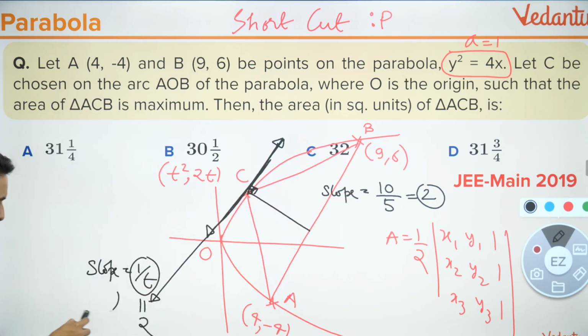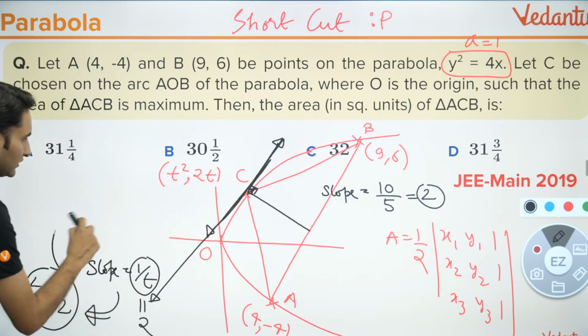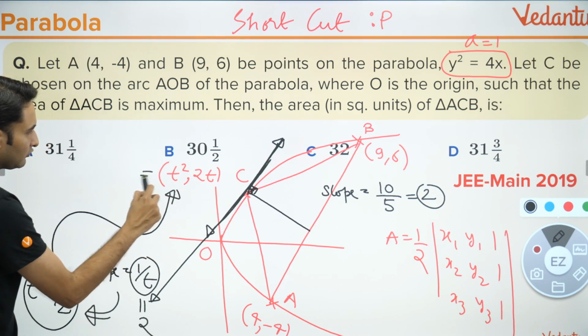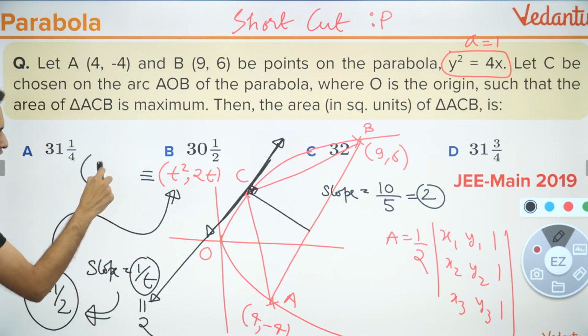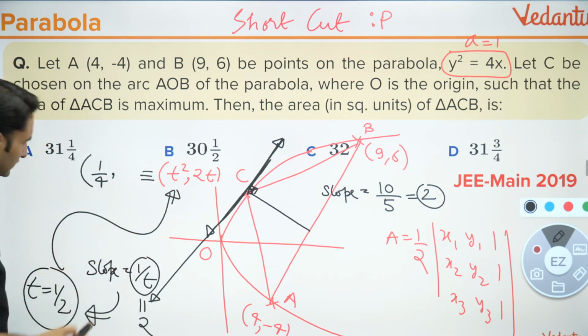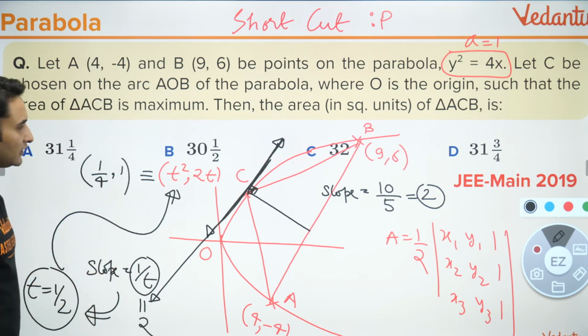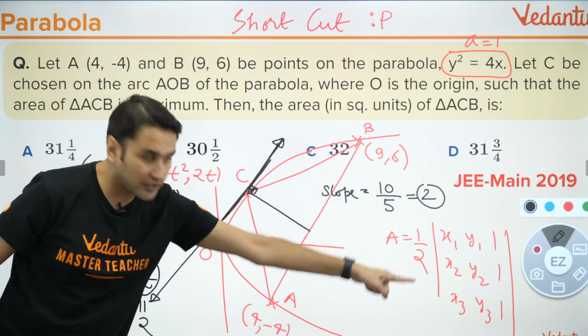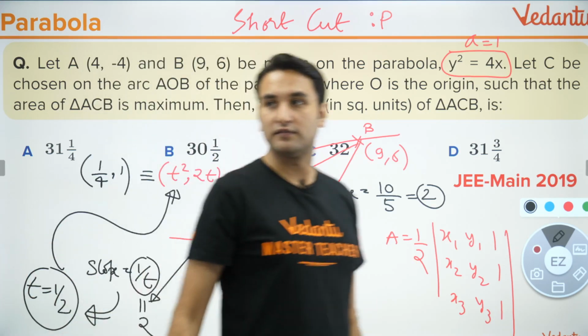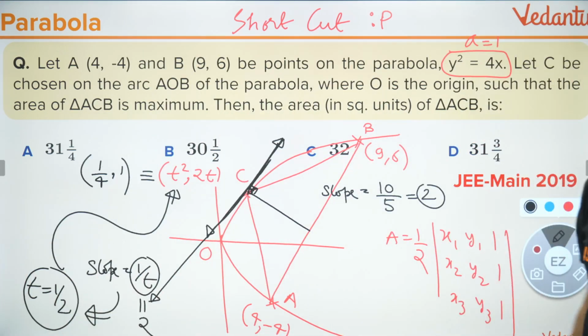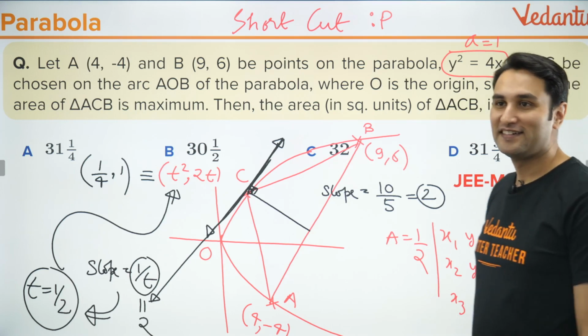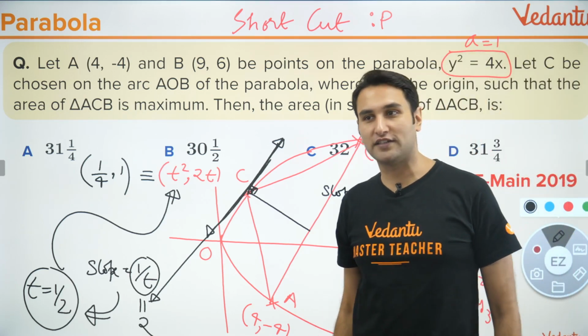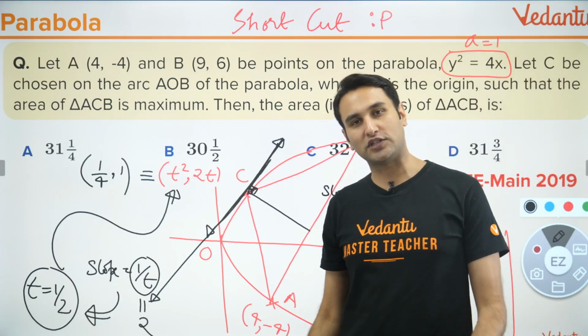Wow, so what value of t do I get? t is half. If t is half, I got the point. What is the point? 1/4 comma 1. Now I have this point, I have this point, I have this point. Put it in the formula, get the area. Simple. Did you understand? So this is the power of visualization. If you visualize, everything gets done.